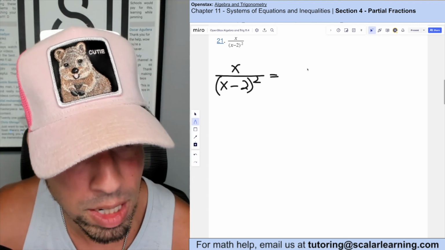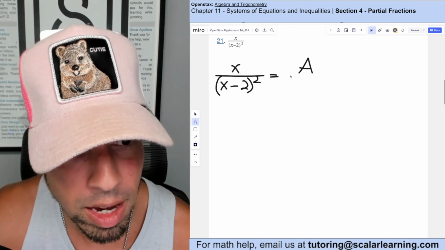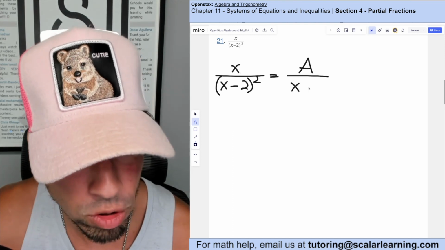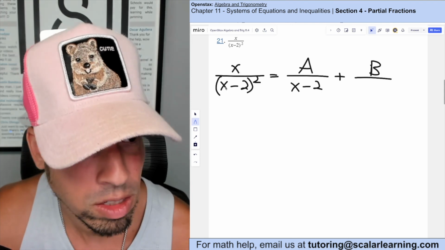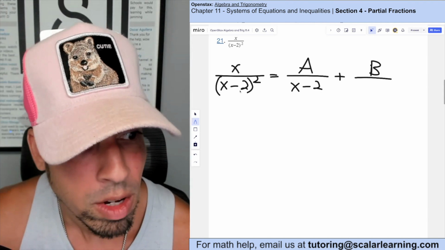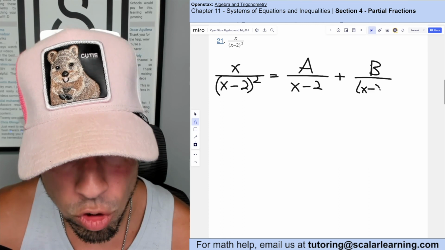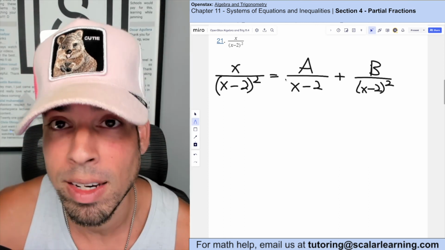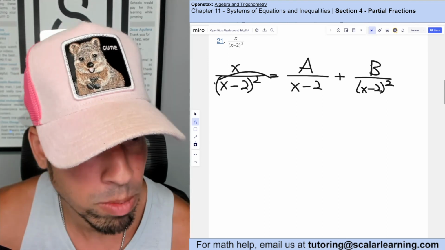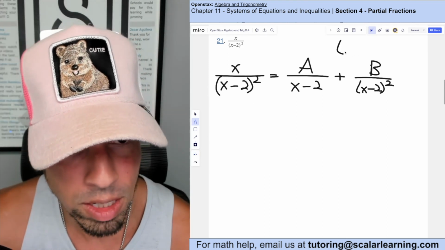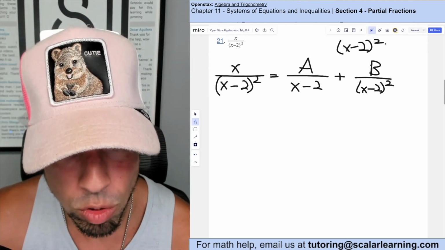But when we have the repeated factors, you're going to have a over the factor by itself, right? And then the second one, b, is going to be this squared. So it's x minus 2 squared, like so. Okay, and after that little difference, it's essentially the same, right? We're going to multiply both sides by the denominator on the left-hand side, which is x minus 2 squared.